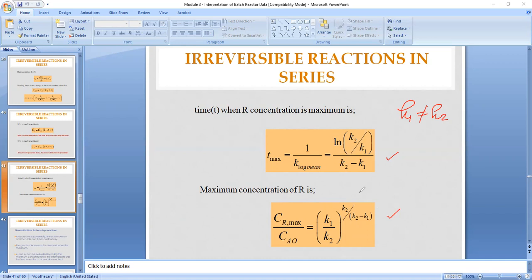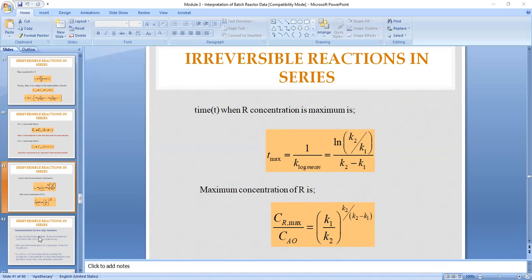You may wonder, what's the significance of having to determine when R will be maximum? And what is that particular maximum concentration of the intermediate R? Why do we need to determine when R is maximum? It has a very important role in determining when the rate of formation of the final product S is maximum. When is the rate of formation of the final product S maximum? You need this. Okay? And I will point out to you the principle behind why you need this information and why you need to know how these formulas came about.